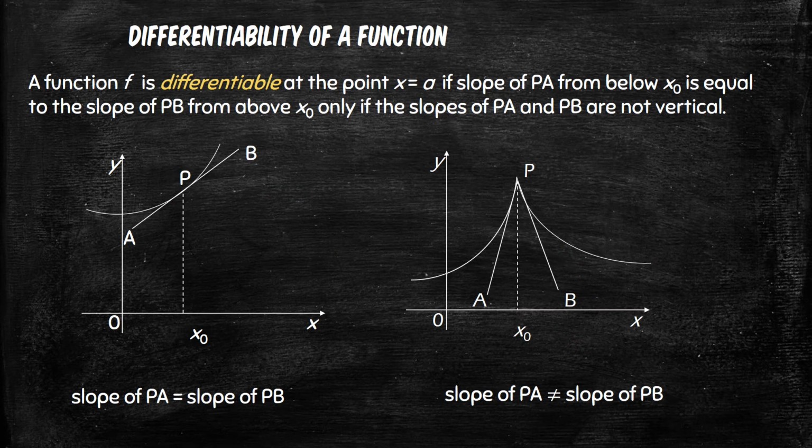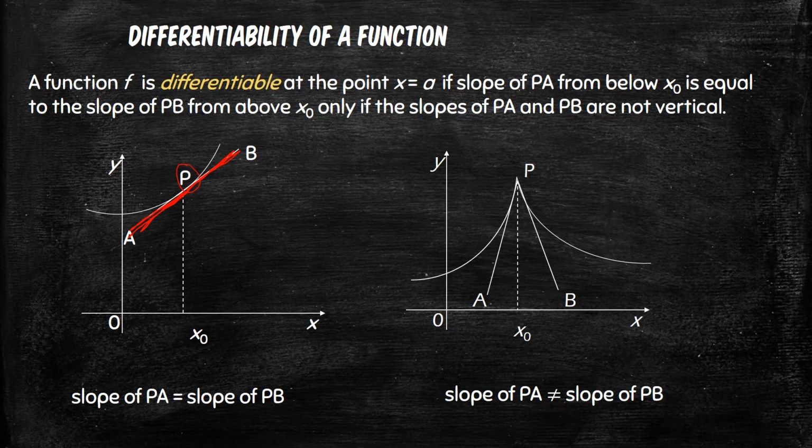So we're talking about differentiability, where we're looking at a particular point. Now if we look at this point here from P to A, this tangent here, that slope is the same as that tangent at that particular point. So the slope of PA equals the slope of PB.